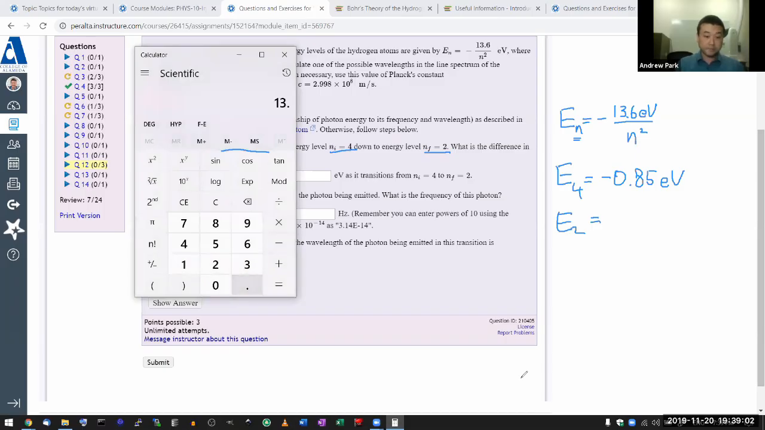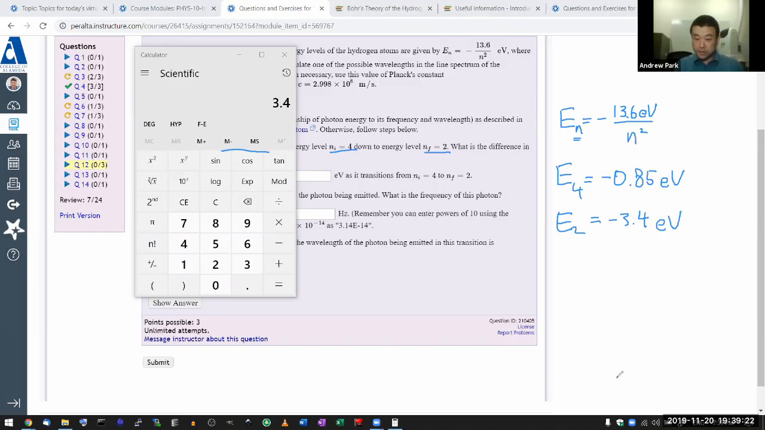13.6 divided by energy level 2 squared is equal to 3.4. Don't forget the minus sign. It's minus 3.4 electron volts. All right.